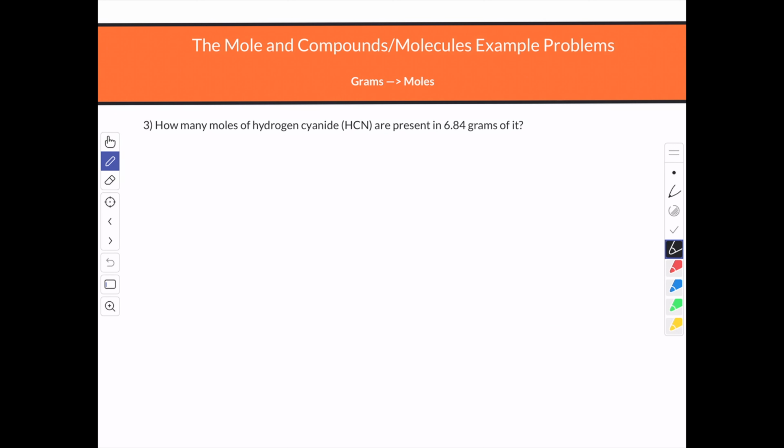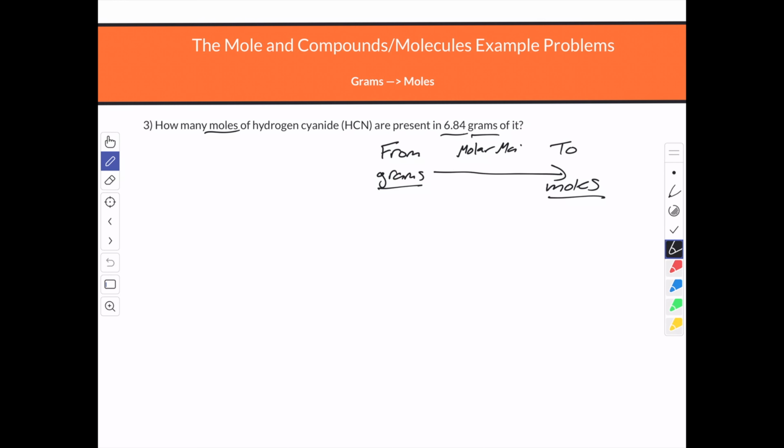How many moles of hydrogen cyanide are present in 6.84 grams of it? We always want to ask what we're starting with and where we're going. I'm starting with a certain number of grams, so I'm converting from grams. What am I going to? Well, looks like moles. From grams to moles. Well, I know that in order to get between those two things, I'm going to need molar mass.